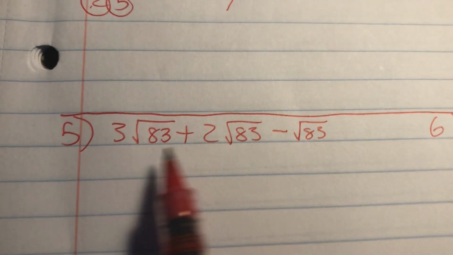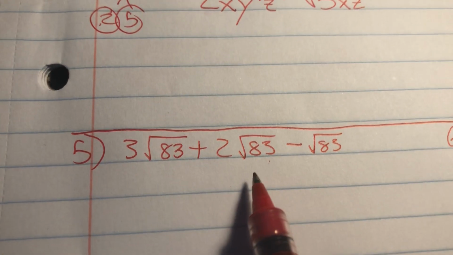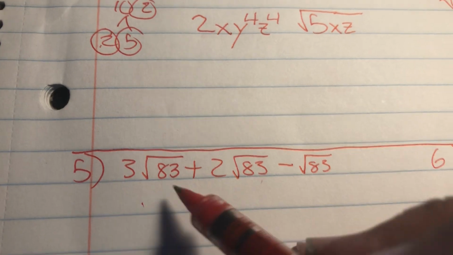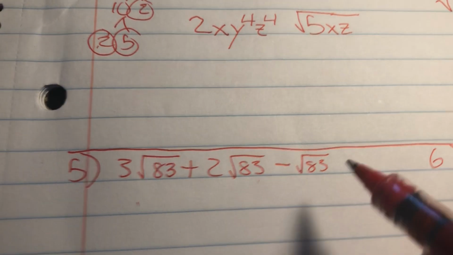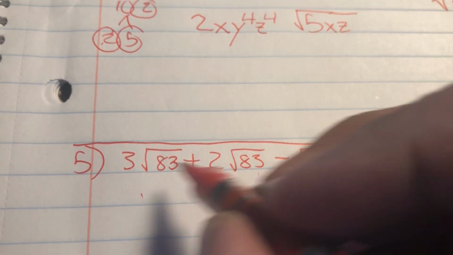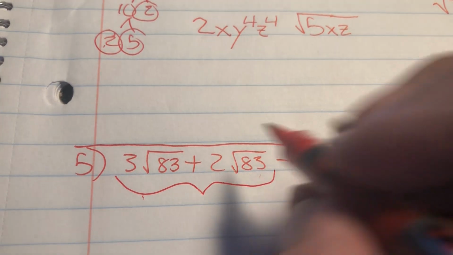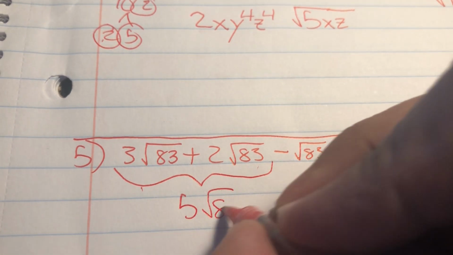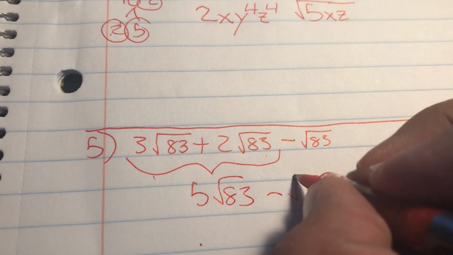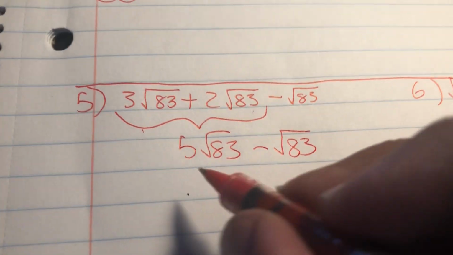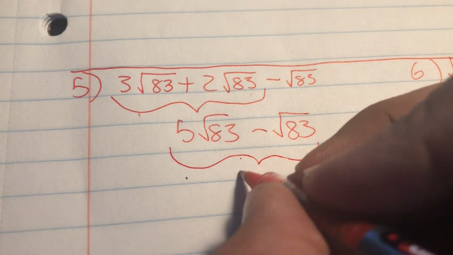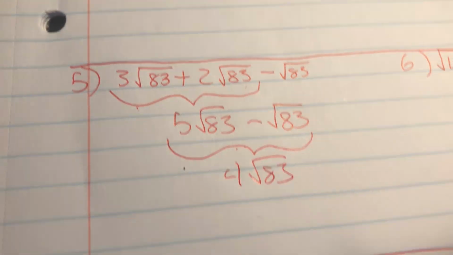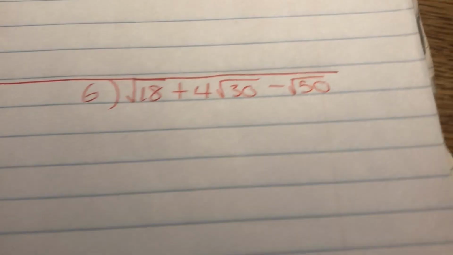Now we're doing this one. This is when you're looking at here. Okay, this is square root of 83, square root of 83, square root of 83. These are all the same, which means you can just add them as if this was 3x plus 2x minus x. So 3 of these plus 2 of these gives me 5, but then I have minus 1 of these. So if I have 5 of these and I subtract 1, I'm going to be left with 4 of these, and that can't be reduced. So we'll leave it like that.